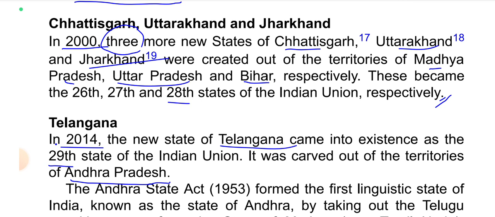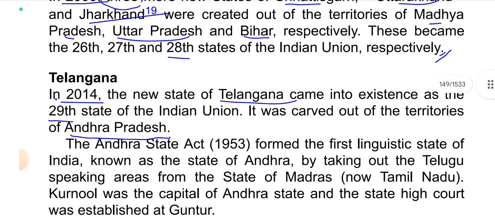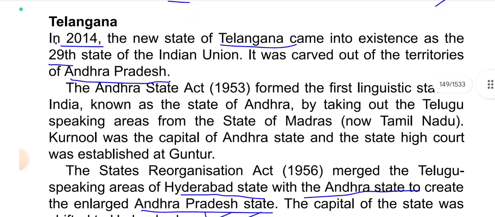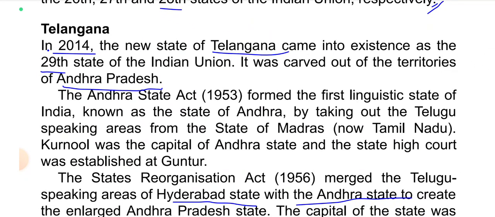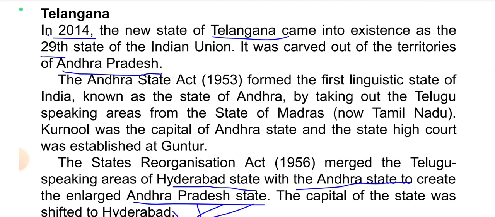Chhattisgarh, Uttarakhand and Jharkhand. In 2000, the new states of Chhattisgarh, Uttarakhand and Jharkhand were created out of the territories of Madhya Pradesh, Uttar Pradesh and Bihar respectively. These became the 26th, 27th and 28th states of the Indian Union respectively. Telangana: in 2014, the new state of Telangana came into existence as the 29th state of the Indian Union. It was carved out of the territories of Andhra Pradesh.